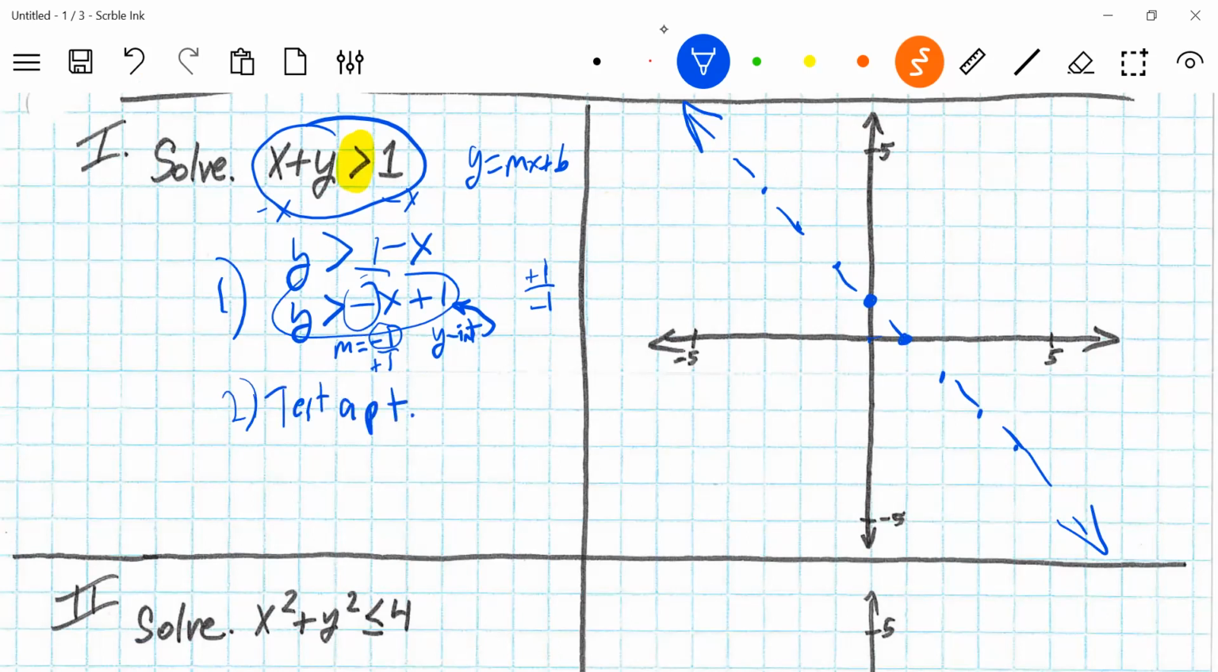Step 2 now is to test the point. If 0, 0 is available, meaning it's not on the line, then it's a good point to test, because you can go back to the original and you can put a 0 in for x plus a 0 in for y and see, is this true? Is 0 greater than 1? It is not. It is false. And because it is false, then you don't shade the side that has 0, 0, but rather you shade the other side.